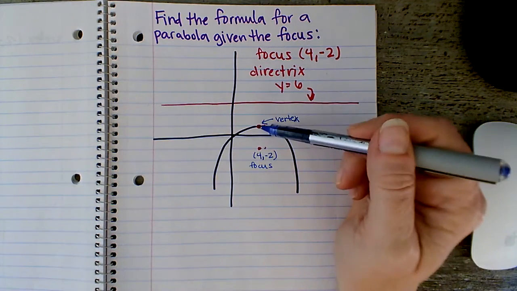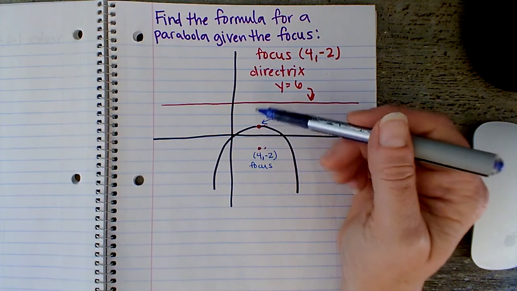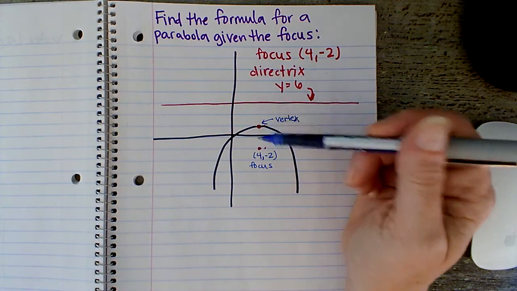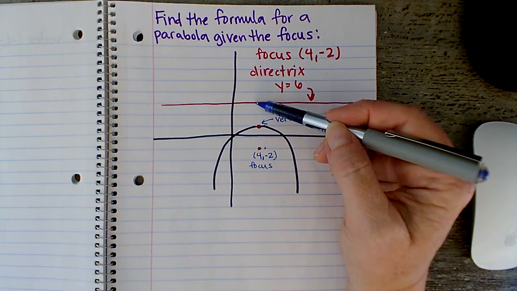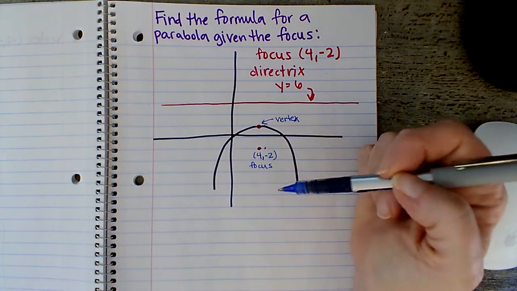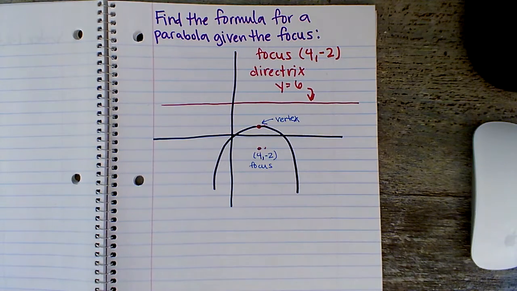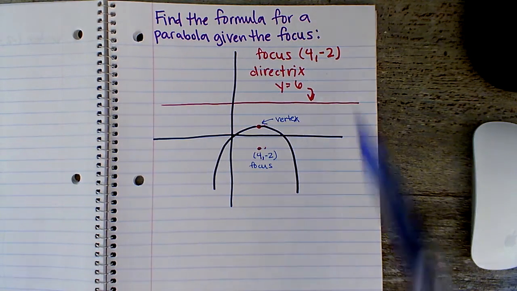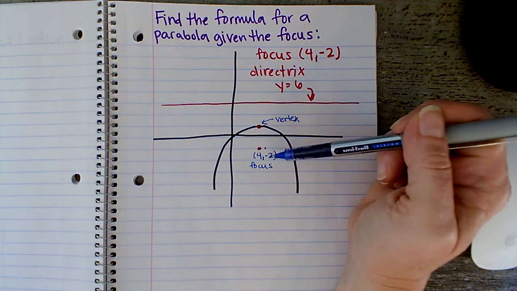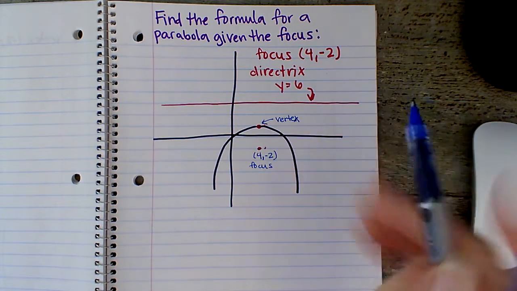So remember, the vertex is just halfway between this focus and the directrix. Because remember, they're equidistant, so it's the same distance from here to here as it is from here to here. So if I could just figure out the distance from here all the way down to here and divide it by 2, guess what? I'll find my vertex. Okay, so basically I'm just going to take the absolute value of this y-coordinate up here, 6, minus 2, minus this y-coordinate down here, okay?